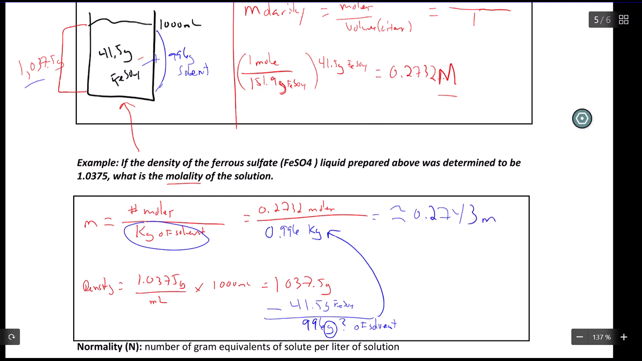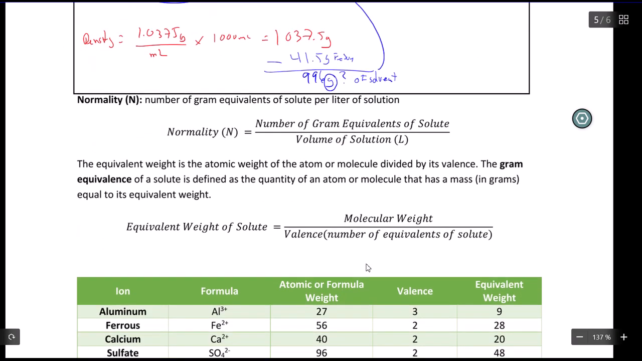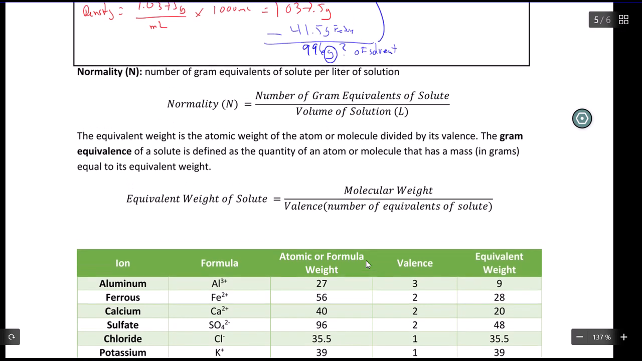All right, so that's how we get molality. So molality is the number of moles over kilograms of the solvent. The molarity is moles per liter of the solution. All right. The last one that we'll look at is normality.